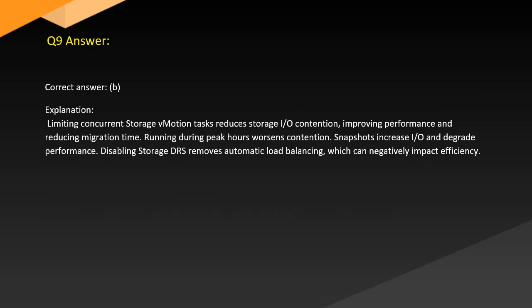Answer. Correct answer: B. Explanation. Limiting concurrent Storage vMotion tasks reduces storage I/O contention, improving performance and reducing migration time. Running during peak hours worsens contention. Snapshots increase I/O and degrade performance. Disabling Storage DRS removes automatic load balancing, which can negatively impact efficiency.